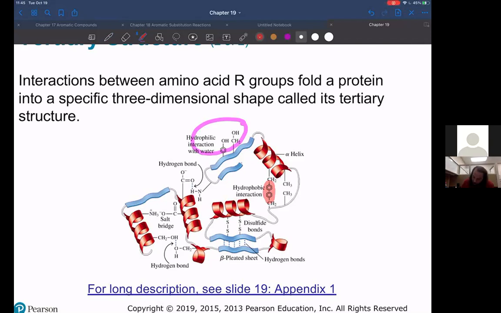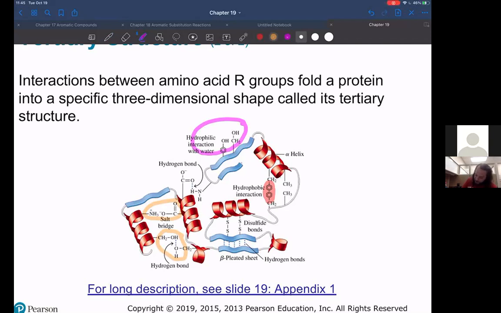We have our hydrogen bonding or salt bridges. So remember, salt bridges are just very strong interactions between a positively charged amino acid and a negatively charged amino acid. Hydrogen bonding is slightly less strong, but takes place between polar R groups that are able to form hydrogen bonds. So OH groups, amide groups, stuff like that. And these would be holding these two secondary structural elements kind of side by side.